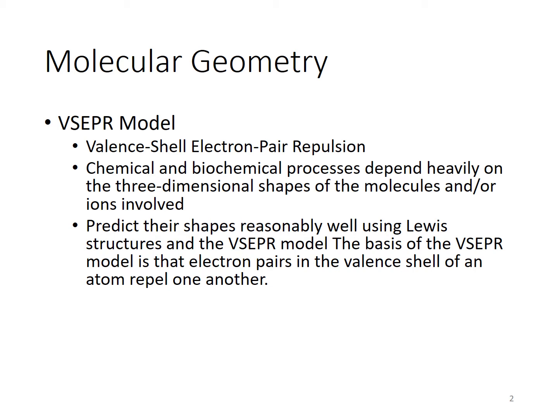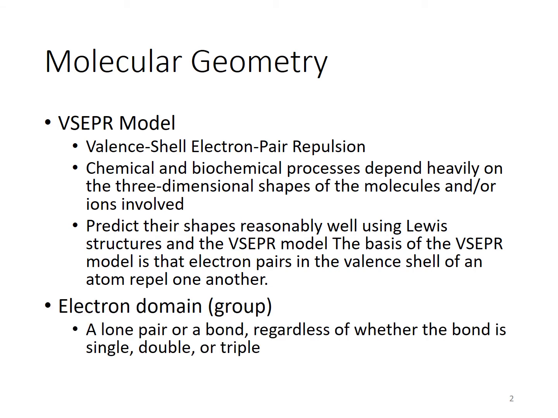We can predict the shapes of these molecules using this valence shell electron pair repulsion model, starting with a Lewis dot structure. The very basis of this model is that these electron pairs in the valence shell of an atom repel each other. So valence shell electrons repel each other, and that's where you get the valence shell electron pair repulsion model. An electron domain or an electron group is a lone pair or a bond, regardless of whether the bond is single, double, or triple.